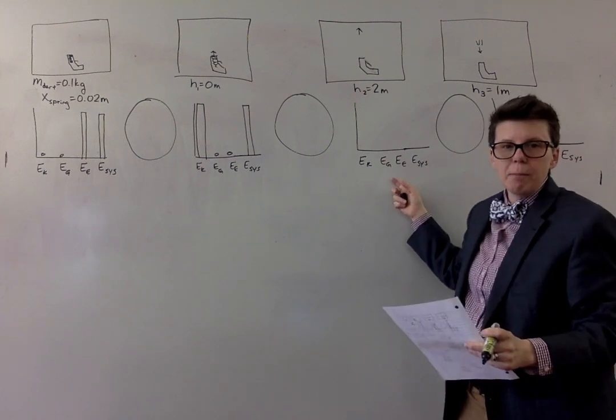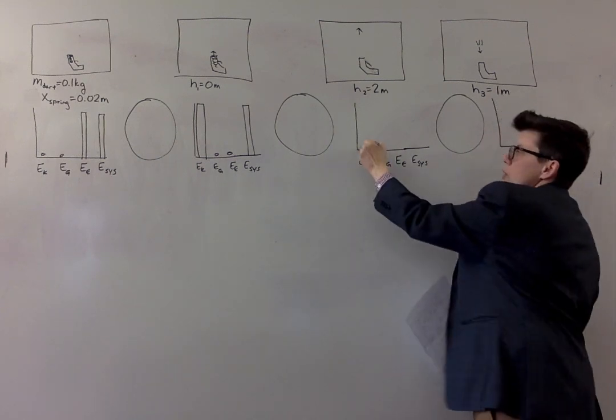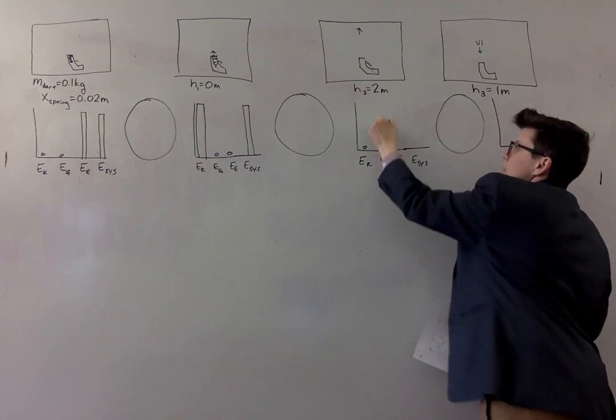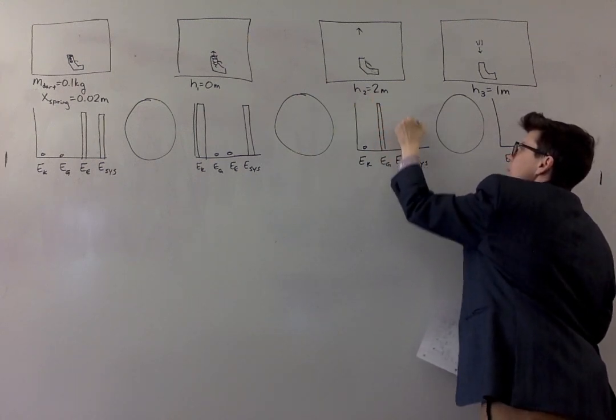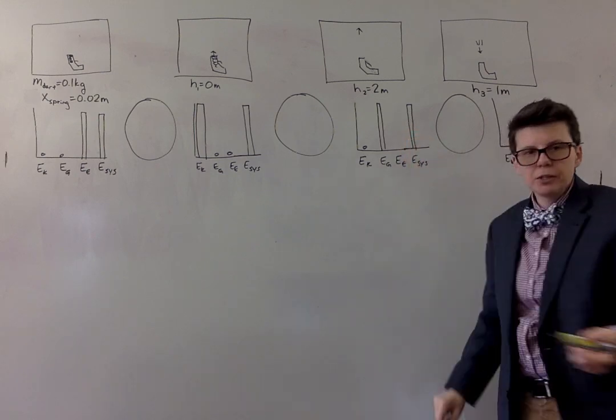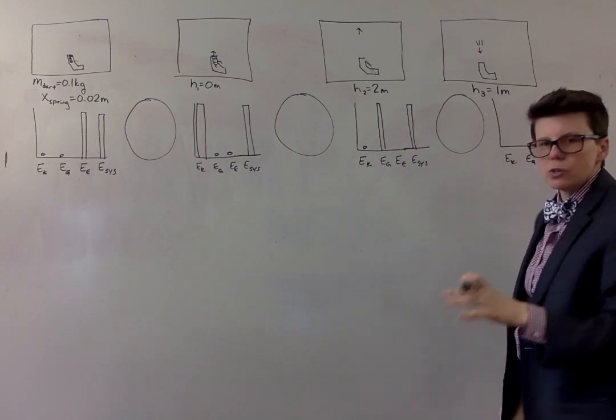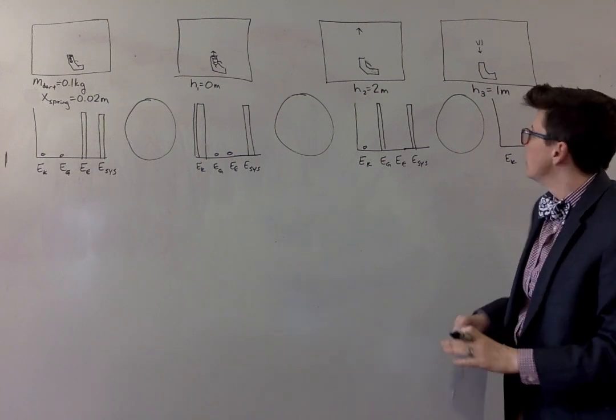In this state, we're at our maximum height. No kinetic energy, the dart is not moving. 100 percent of the system's energy is tied up into the gravitational positional storage mode.